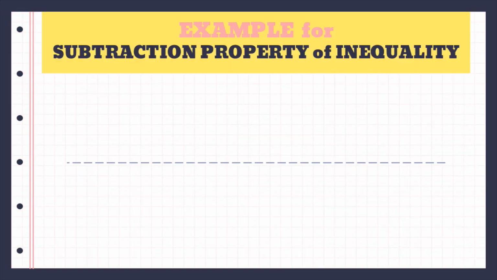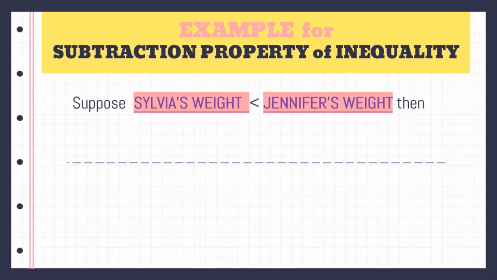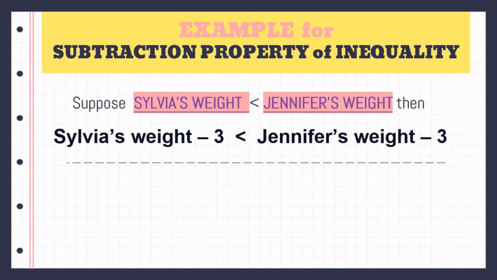For example, we have Sylvia's and Jennifer's weight. Then, si Sylvia nag-minus ng 3 and then si Jennifer nag-minus din ng 3. So, both sides nag-minus or nag-subtract. So, meaning, gumamit tayo ng subtraction property of inequality. Pero dapat, mas mababa yung weight ni Sylvia kaysa kay Jennifer. Kasi kung hindi, hindi siya magiging true.